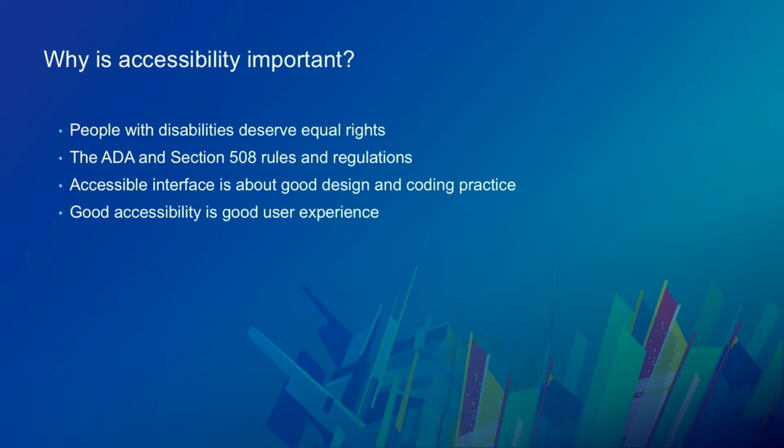So why is it important? People with disabilities deserve equal rights. I think we all can agree on that. Also, the ADA and Section 508 have rules and regulations. You raised your hands earlier, so I know you're familiar with those. As well as just having really good design practice. As a user experience designer, thinking about accessibility and having that forward thinking really does help out at the end, especially when we're doing QA, especially when I'm trying to communicate with developers. It really does save you a lot of time and effort when you're thinking about it up front.